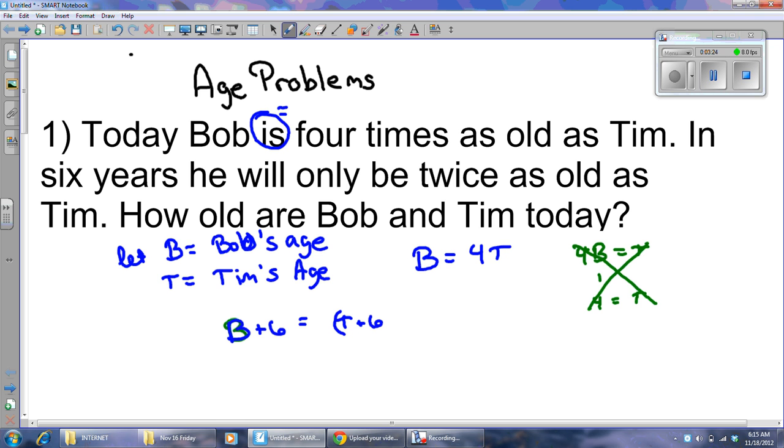Now be careful. We're not doubling Tim's age today. We're doubling his age 6 years into the future. So I need to put that in a quantity and double the entire age in the future. If I just wrote 2t plus 6, that would be incorrect because that would mean I'm doubling his age today and then advancing him 6 years, which is not the case. It's really not possible in this type of problem. Okay, let me get rid of this.